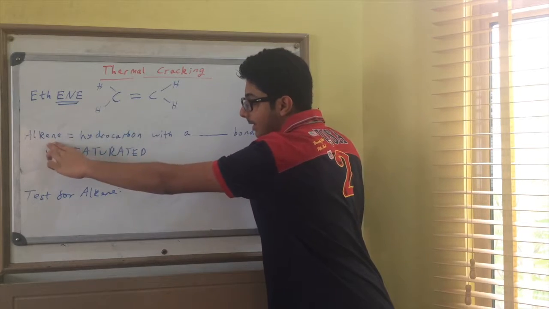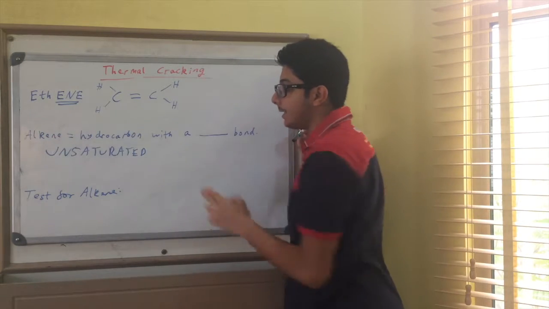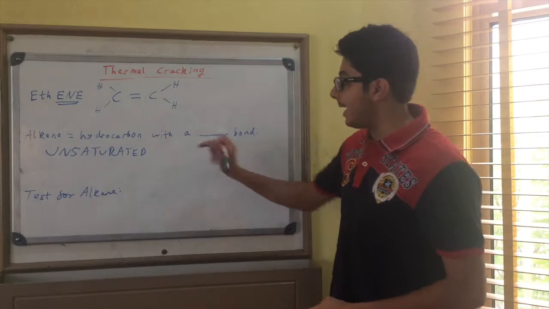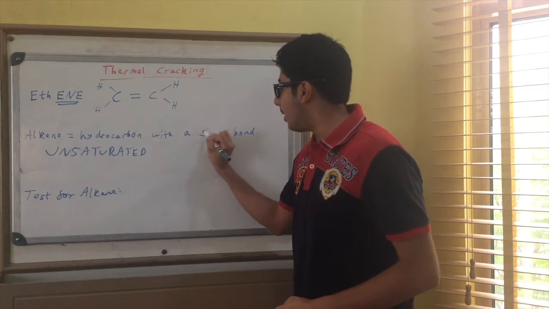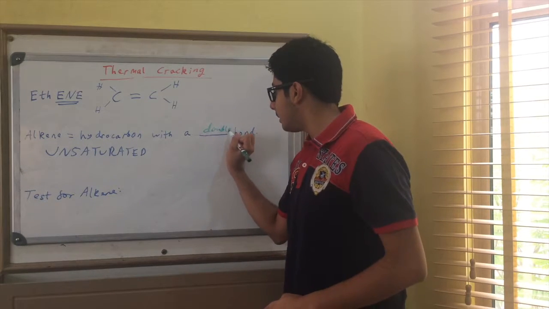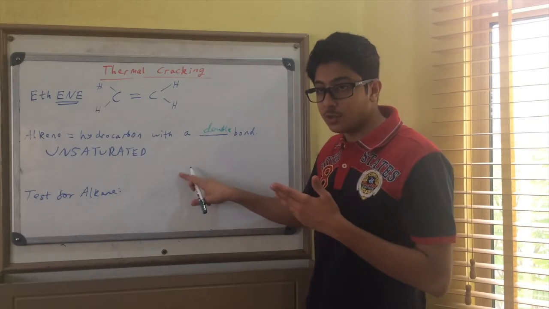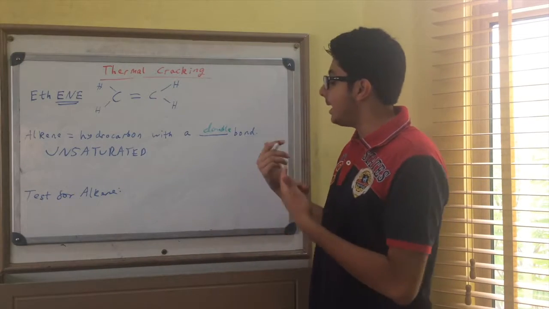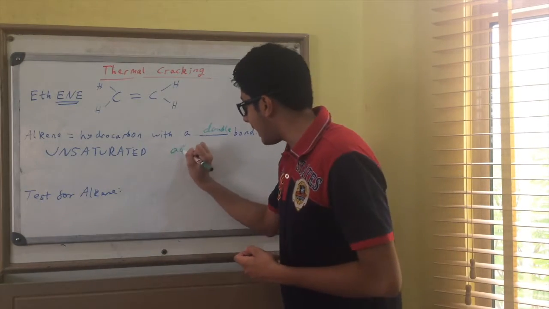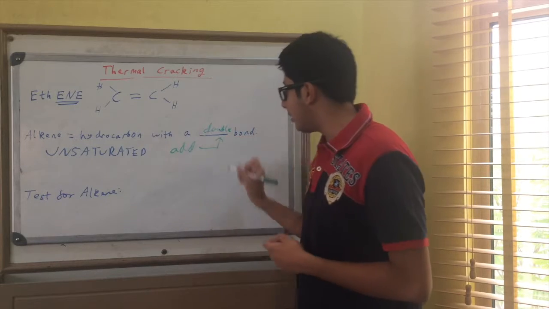Ethene is an alkene. An alkene is a hydrocarbon with a double bond. An alkene is also unsaturated. What does unsaturated mean? It means that something can be added to the double bond.